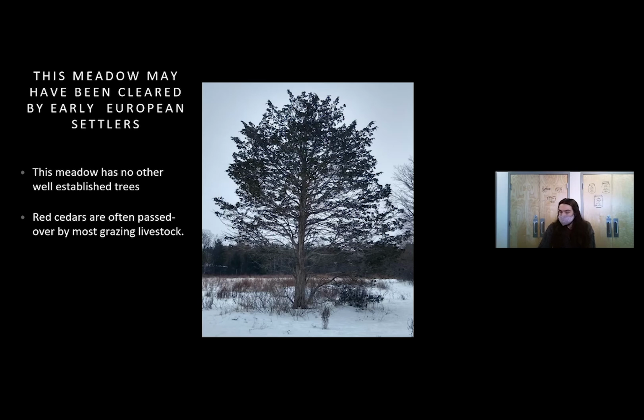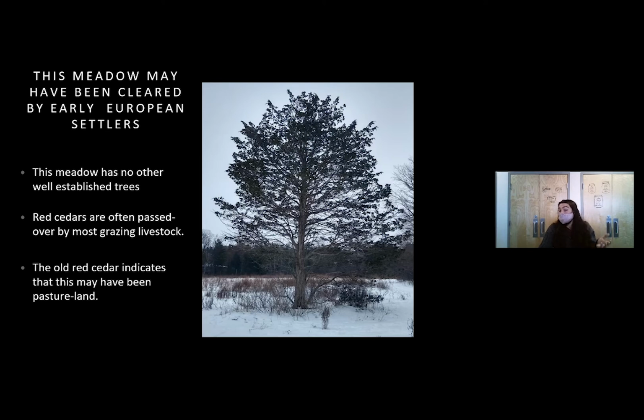It's a slow growing tree, so although it may not look that big, it's likely like 80, 100 years old. Hard to really guess without checking the rings, but it's definitely a lot older than any of the shrubs and other small trees in this meadow. And red cedars are often passed over by most grazing livestock, so it's fairly common to go into old pasture land and see no trees except for a few slightly larger cedars. So that's what I'm thinking.